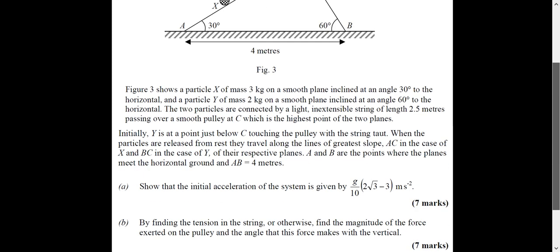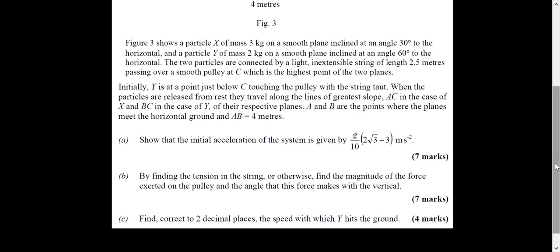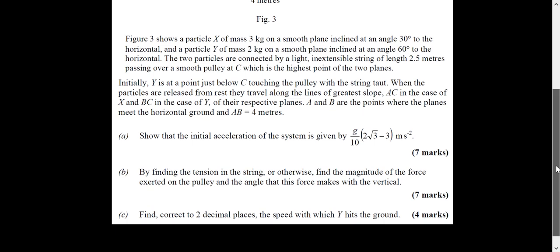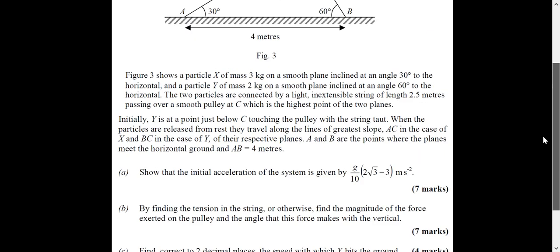The question then goes on to ask us three things. Show that the initial acceleration is given by this. Interesting that it's written in terms of g. We're not actually asked to write this as a decimal value, worth 7 marks. By finding the tension, or otherwise, find the magnitude of the force exerted on the pulley. That's always an interesting question, the force exerted on the pulley. And find, correct to 2 decimal places, the speed with which Y hits the ground.